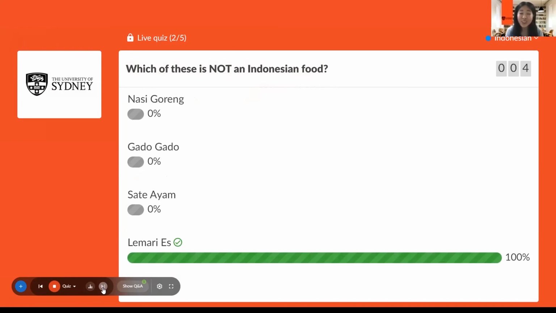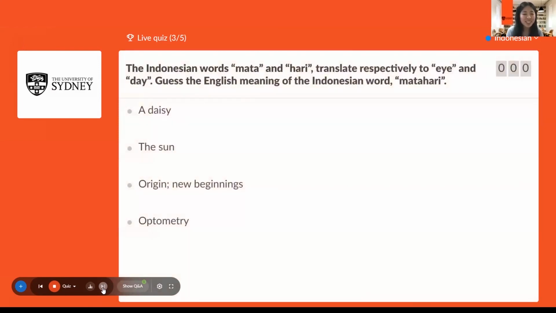That's right. So lemari es is actually a refrigerator. It is not a food, unfortunately, but you guys got it all correct. So great. We'll move on to the next question.